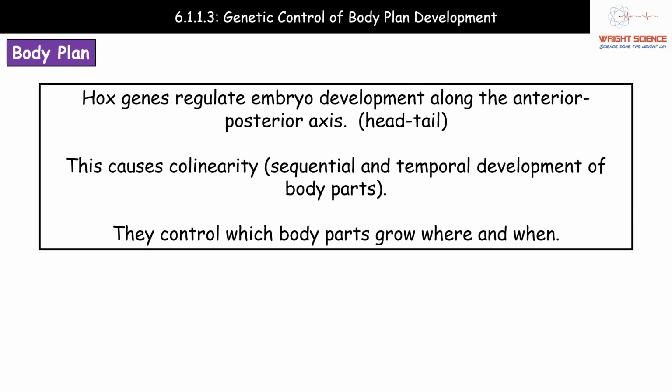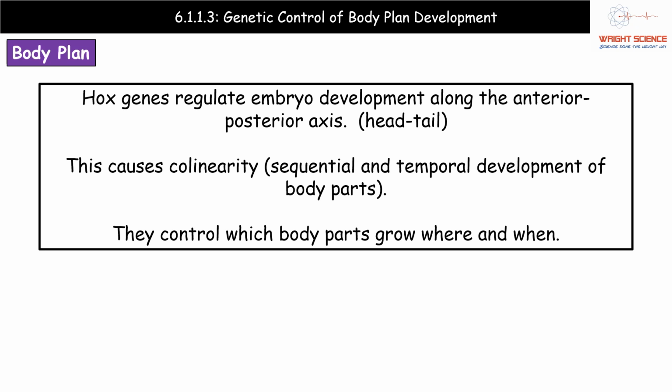So let's focus in on how these HOX genes actually control body plan development in animals. So the HOX gene itself is able to regulate that development of the embryo along what we refer to as the anterior-posterior axis, i.e. it's going to control the development along from head to tail of our organism. So what we're actually seeing here is something called collinearity, which is a sequential and temporal development of the body parts. And that's a really fancy way of saying they control what body parts grow where and when they grow.